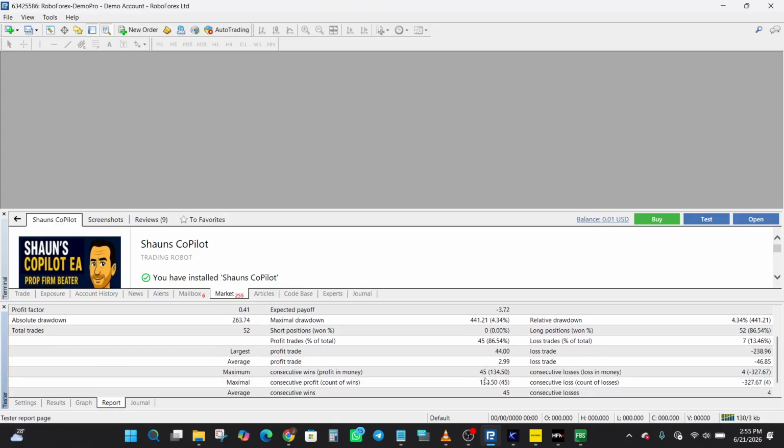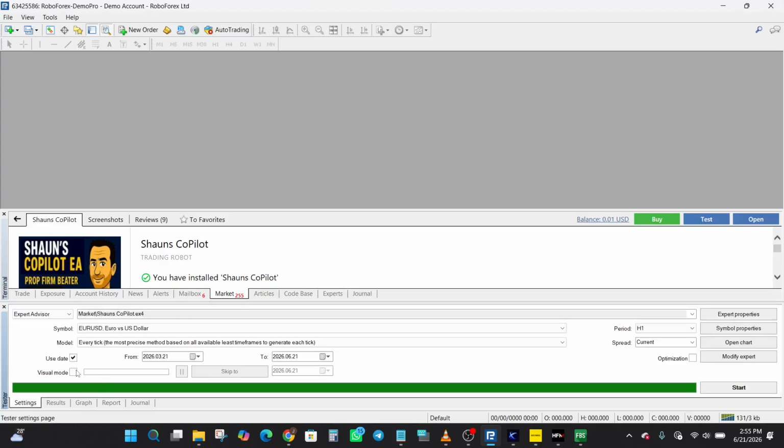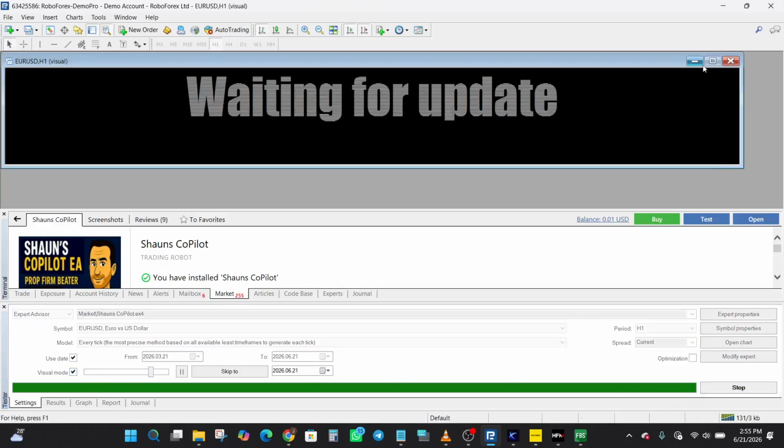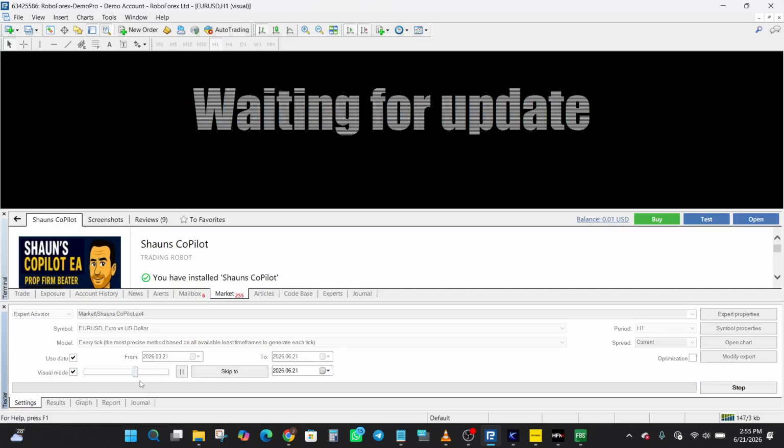86.54% win rate. And I can see that largest profit was $44, largest loss was 238.96. Average profit was $2.99. Average loss was $46.85. The risk to reward ratio in this case is very bad. It's very bad. The difference between the average profit and average loss is much. But let us just turn on the visual so that we can also see the EA in action.